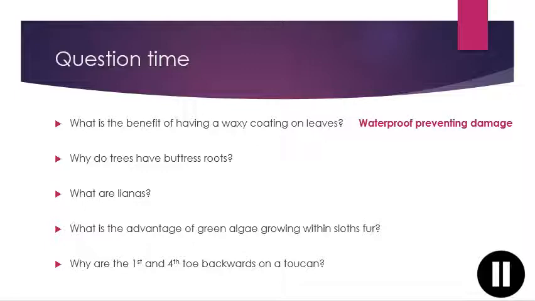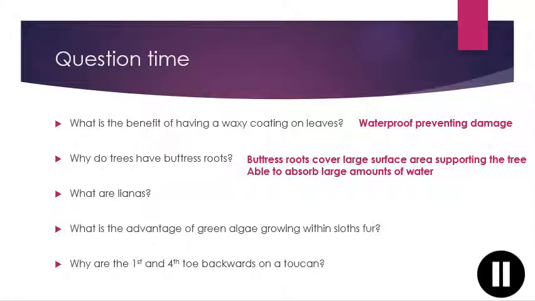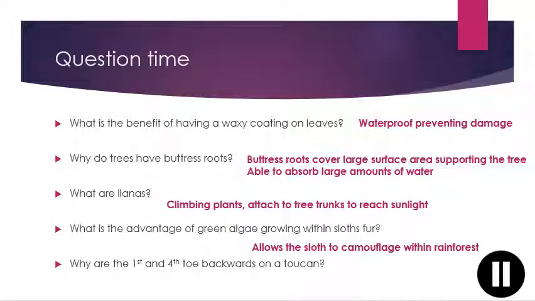So the benefit of having a waxy coating on the leaves is that it gives the leaves a waterproof coating, preventing damage from the high amounts of rainfall. Buttress roots give trees stability and help to absorb water. Lianas are climbing plants which attach to other trees with the aim of getting to height to reach the sunlight. The advantage of algae grown into sloth fur is that it helps the sloth to camouflage. And the first and fourth toe is backwards on a toucan to allow them to grip onto tree branches.